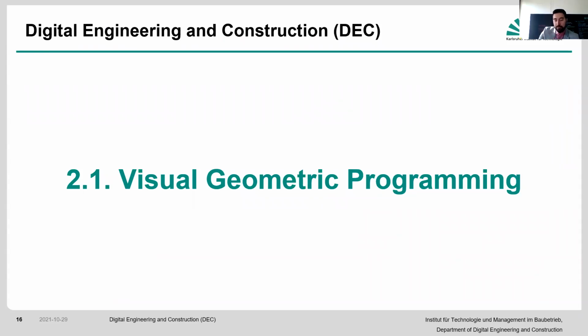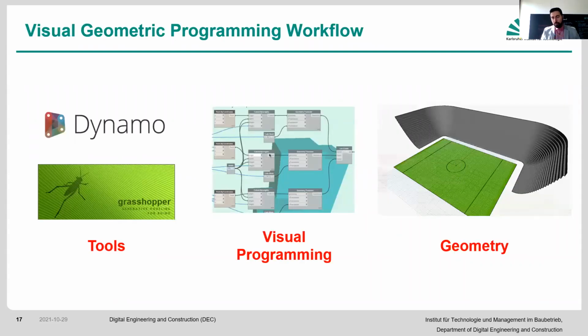So visual geometric programming. There are some tools for it. One is Dynamo and another one is Grasshopper. Dynamo is actually with Revit right now. It started off as an open source platform. It still is open source.